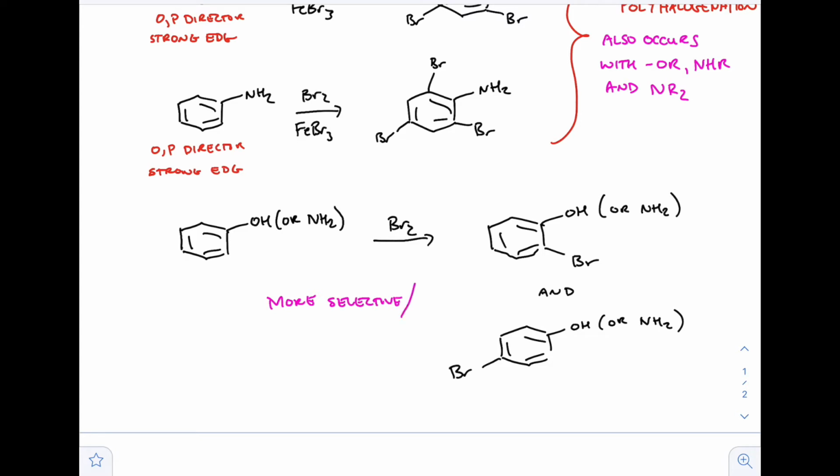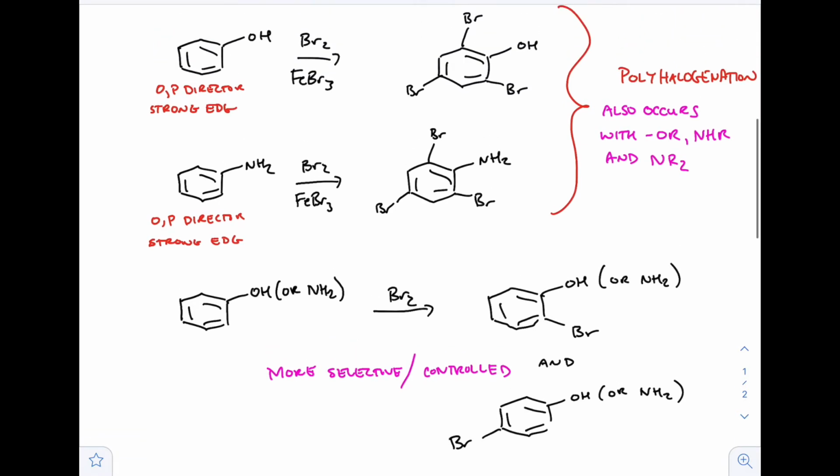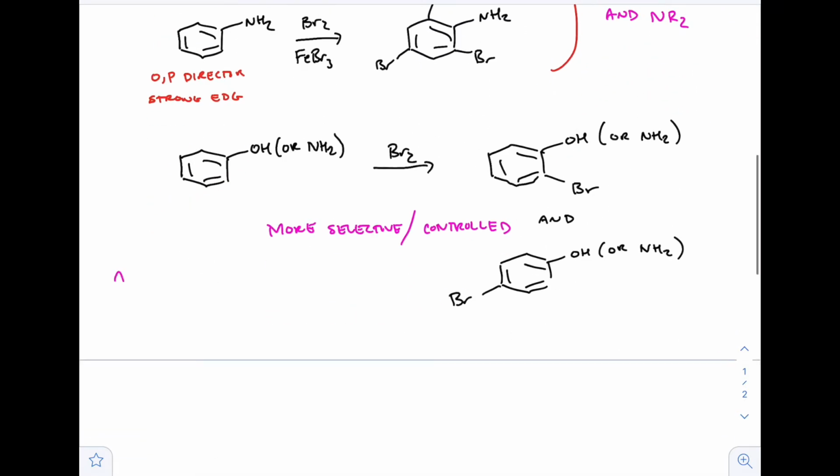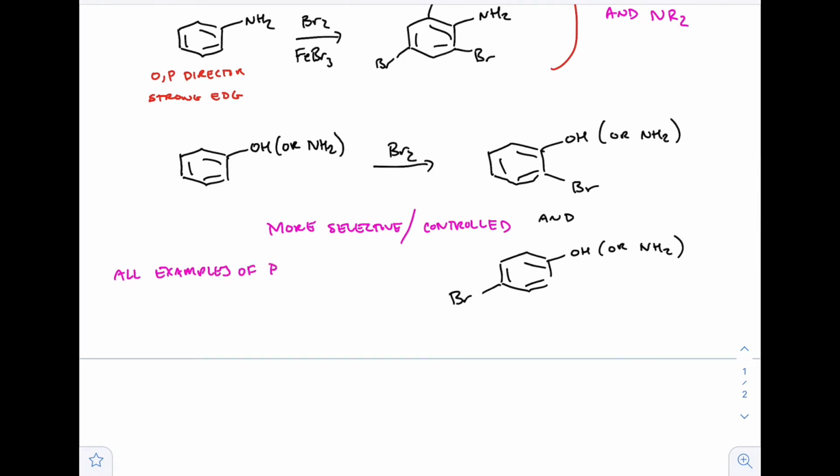And this is, of course, going to be more selective and more controlled, right? So once you throw a bromine on there, you've in turn deactivated the ring a little bit, right? And so that's why we can't add more than one bromine under these conditions, and we only add one, which is great because now we have control.